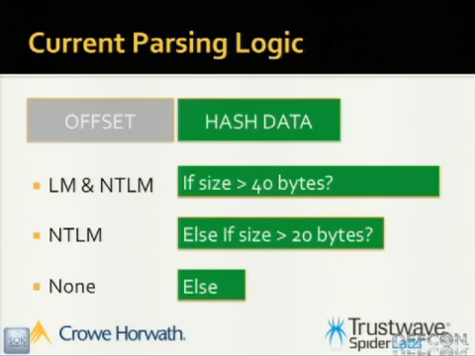If I'm over 40, I probably have both hashes. Otherwise, if I'm only over 20, I've got just an NTLM hash, and therefore I will parse that hash data completely differently, or I don't have any hashes. So the main takeaway here is that the way these tools decide to parse out the hashes is by measuring the length of hash data, which inherently leads us to the flaw.